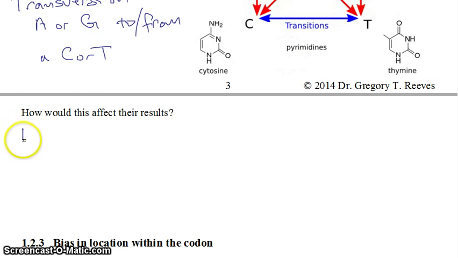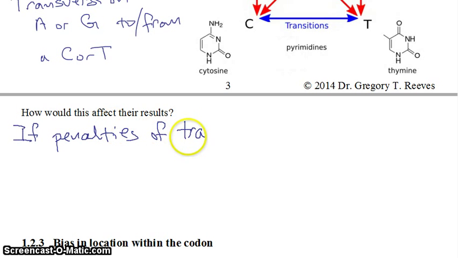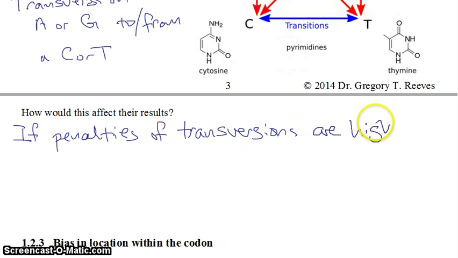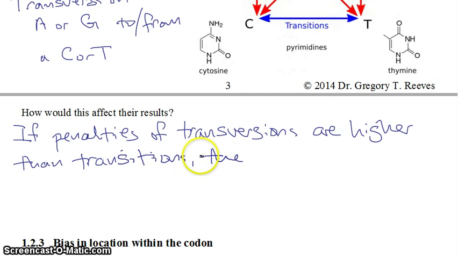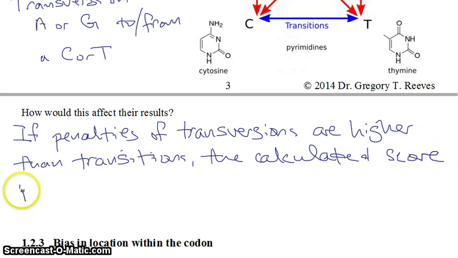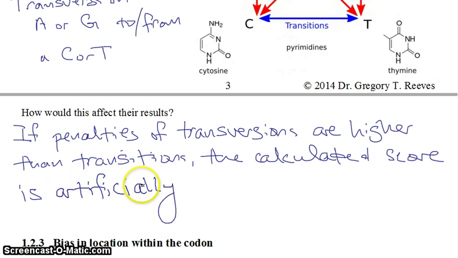So what you have is, if penalties of transversions are higher than transitions, then the original calculated score is artificially inflated.